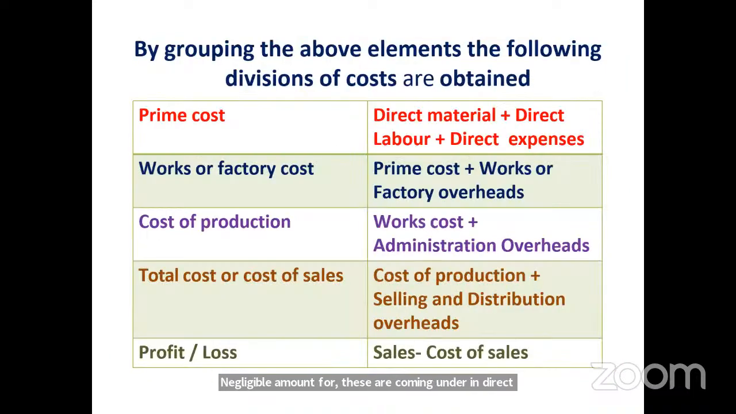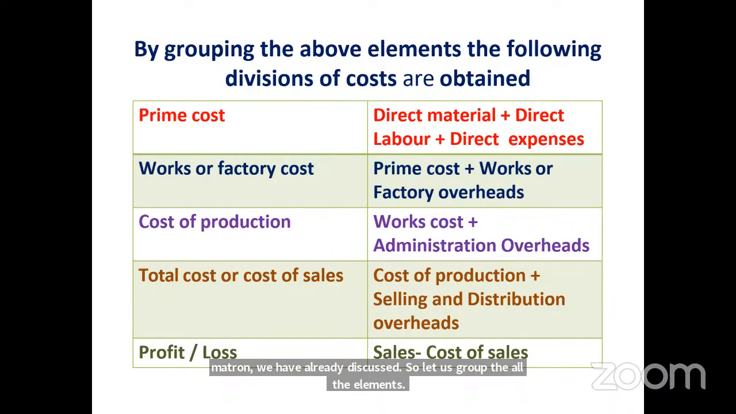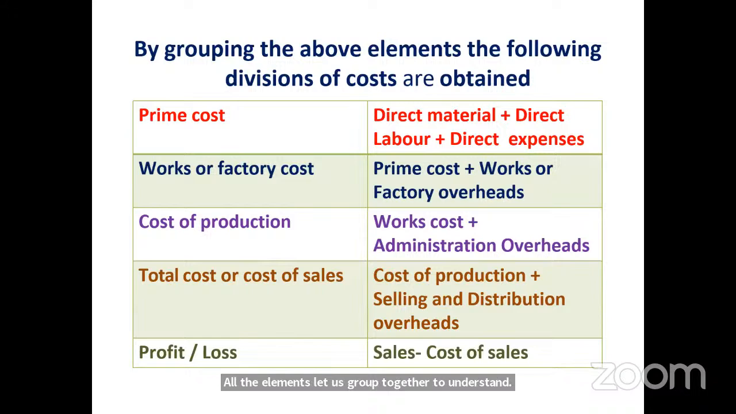Okay, so that is direct labor; direct material we have already discussed. So let us group all the elements together to understand what is prime cost, what is works or factory cost, what is cost of production, and what is total cost. As I have already told you, total cost can be broken up into various types of costs. That is the main motive for the preparation of a cost sheet.